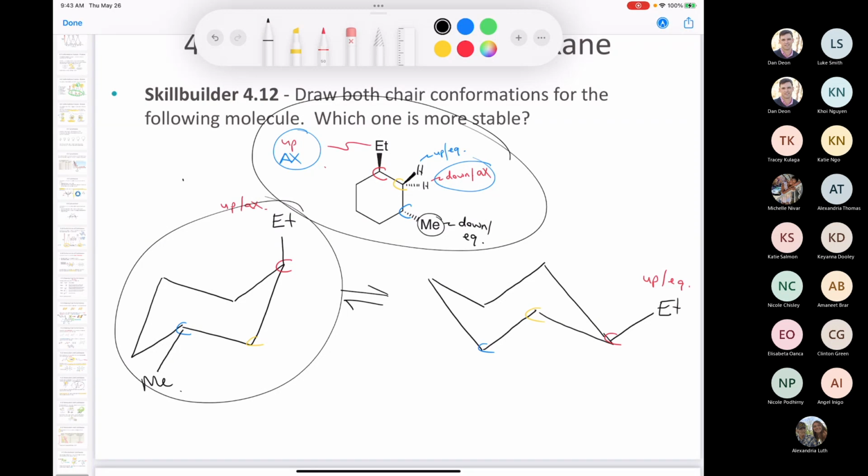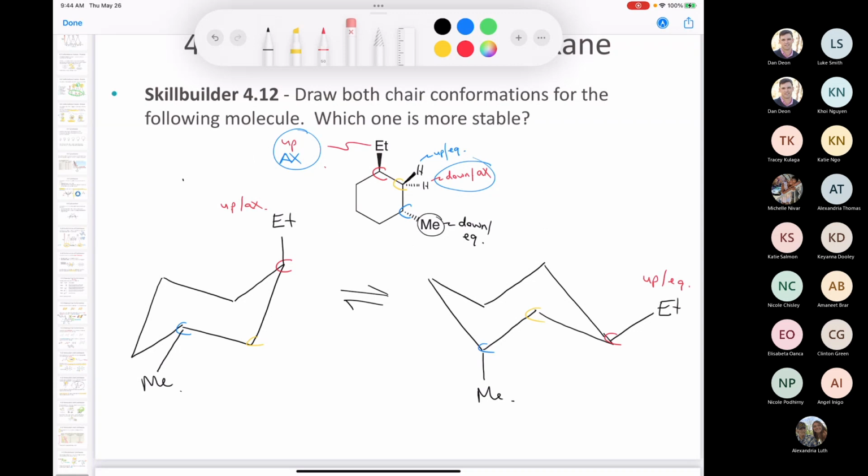Okay, so now when we flip the ring, the ethyl's still going to be going up, but now it's up and equatorial, and my methyl group is going to be down, but it's going to be down and axial. So I'm going to put my methyl group going down like this. Now it asks me, which one of these conformations is the most stable? Let's call this one number 1, and we'll call this one number 2. Could anybody tell me which one of these conformations would be the most stable? Keep in mind, an ethyl group is bigger than a methyl group.